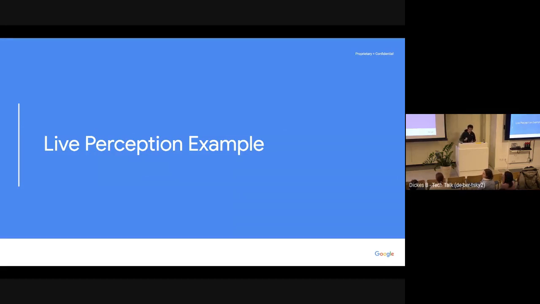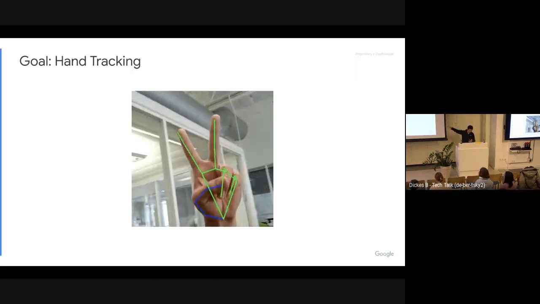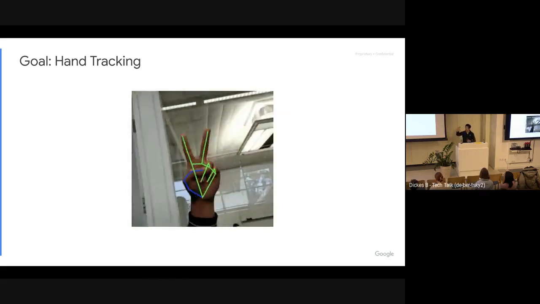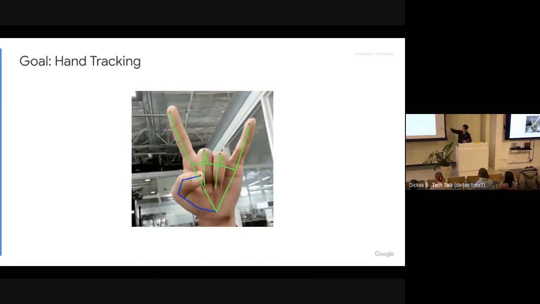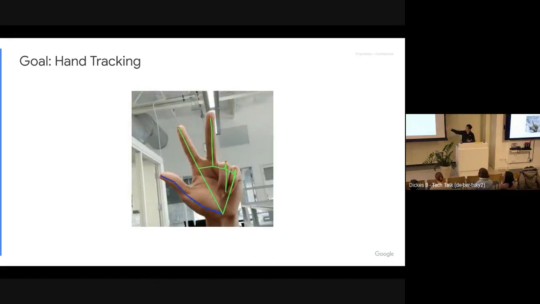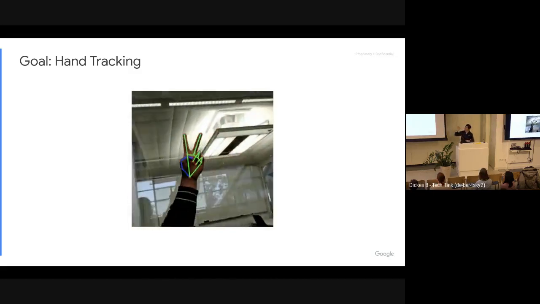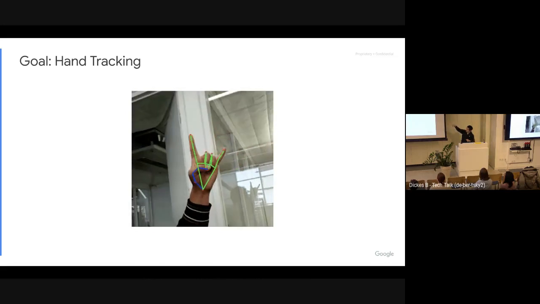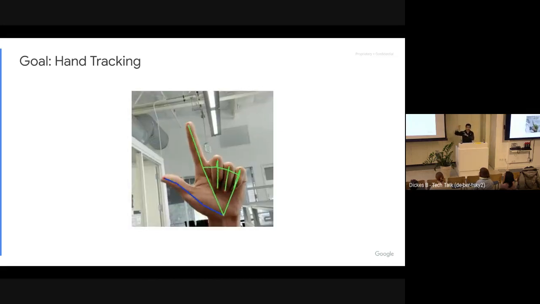Okay, cool. So I keep talking about MediaPipe as a framework to create perception pipelines. So what is a perception pipeline? Let me give you an example. Say I tell you today, your goal is to track a hand. You can see my hand is moving, and the app you are writing can tell you where the key points on the hand are. 21 key points. You can see the 21 key points in detail. So how will you do it?